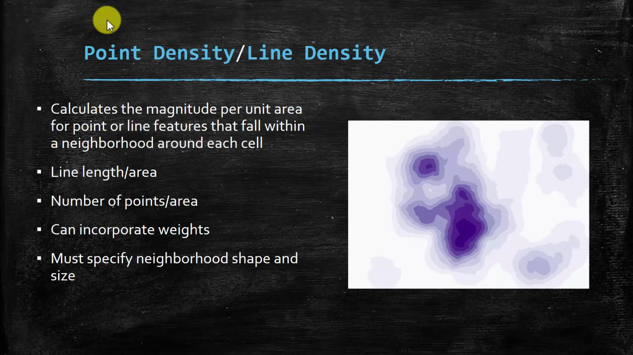So the idea is that you create a window that's user-defined shape and size. It counts the number of features, either number of points or length of lines that fall within that window around that cell, and then stores that information on the pixel, moves on to the next pixel, and does the same thing. So effectively, this is another example of how we use moving window analysis to create output in GIS, and specifically with raster data. The output will be line length per area for line data and number of points per area for point data.